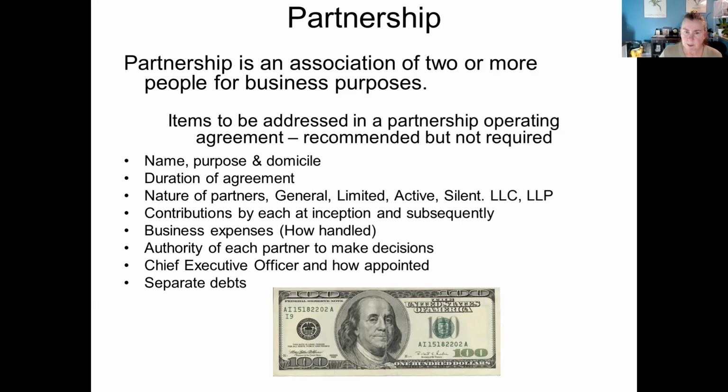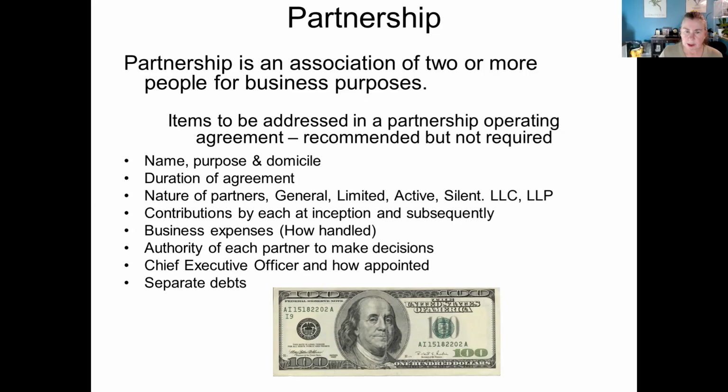The contributions by each at inception and subsequently. Now, if one of you has money, one of you has the necessary skills, and someone else has an airplane, you may have to figure out exactly how you're going to apportion it, because that may not be exactly easy to figure out who has what amount. Business expenses, how are you going to manage those business expenses?